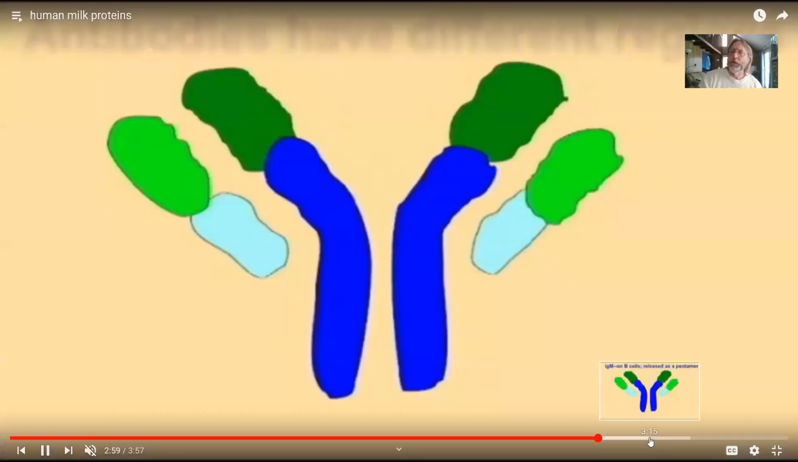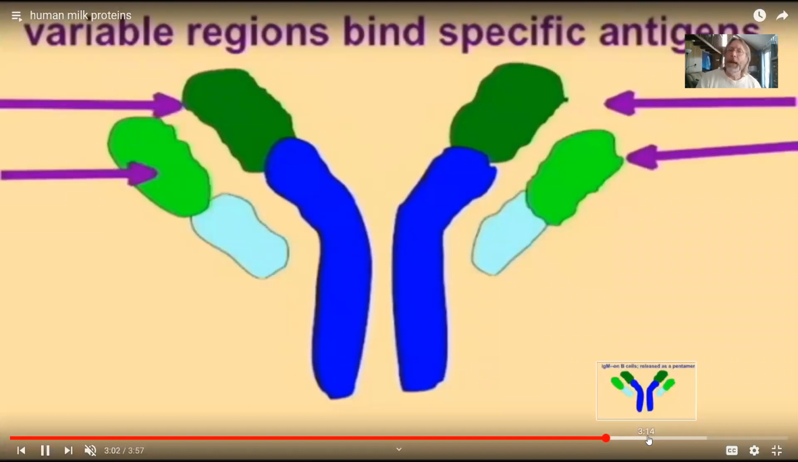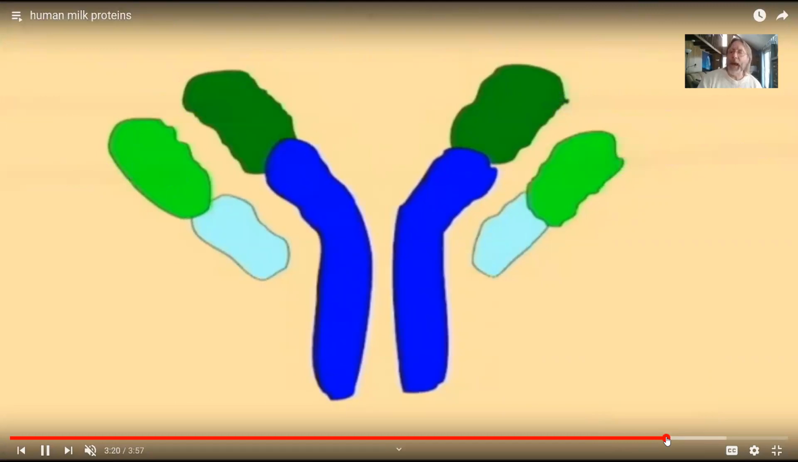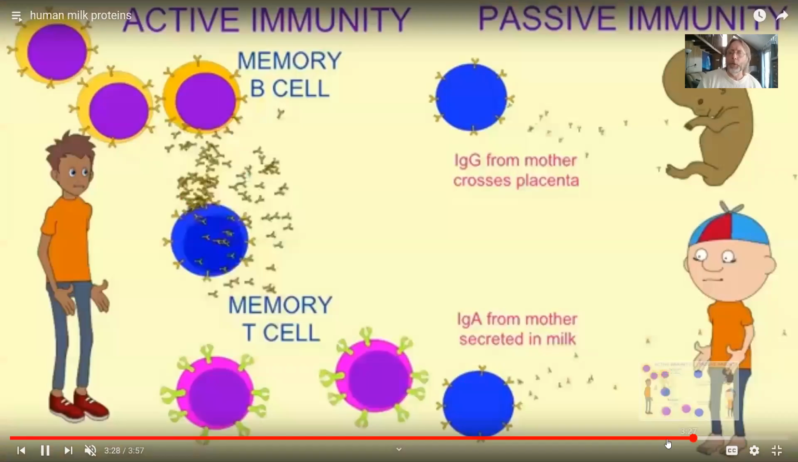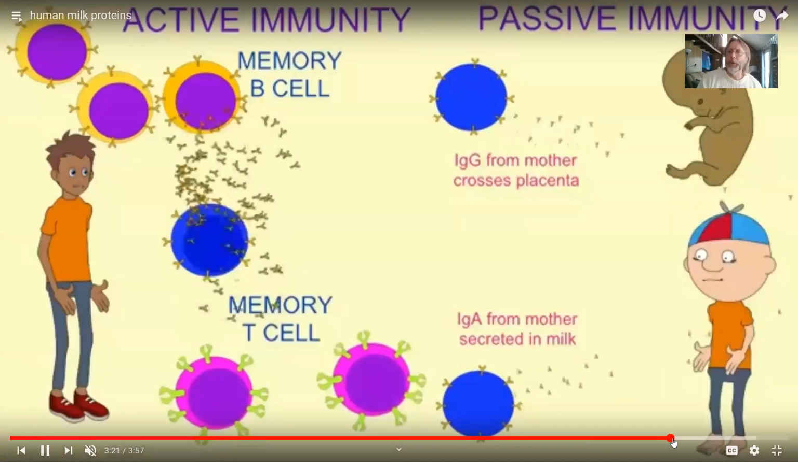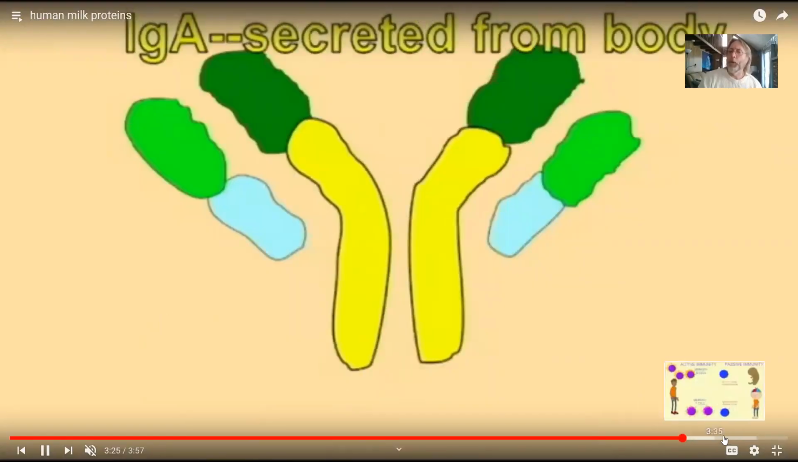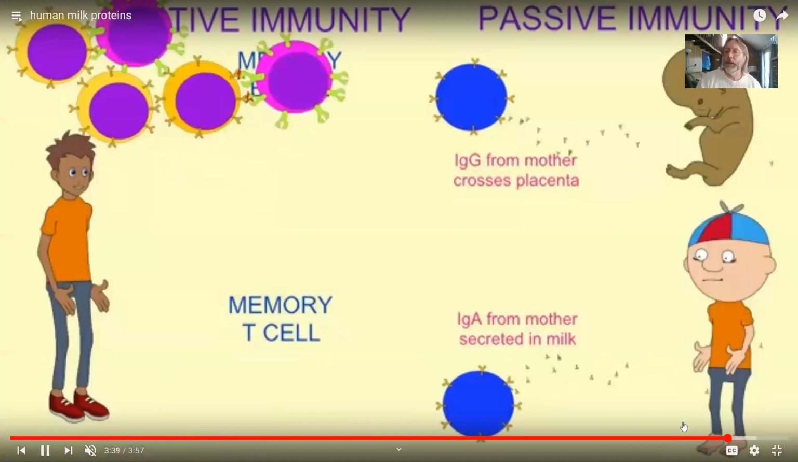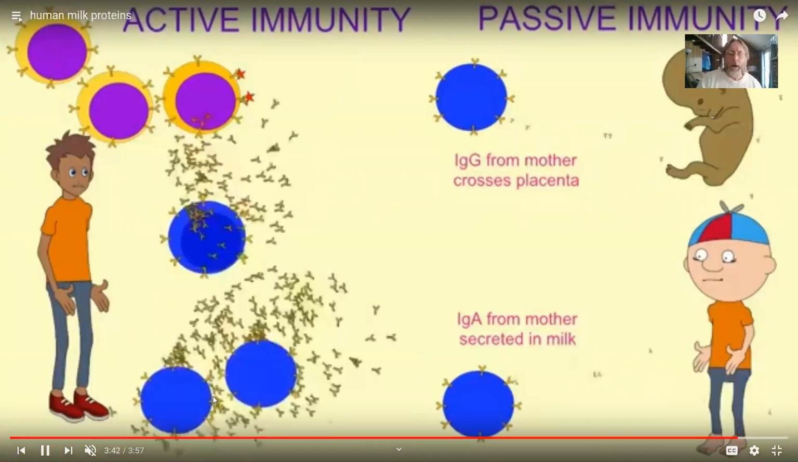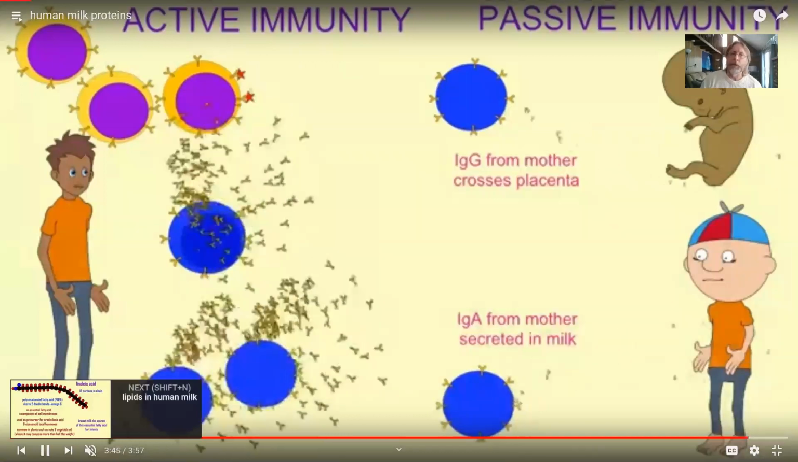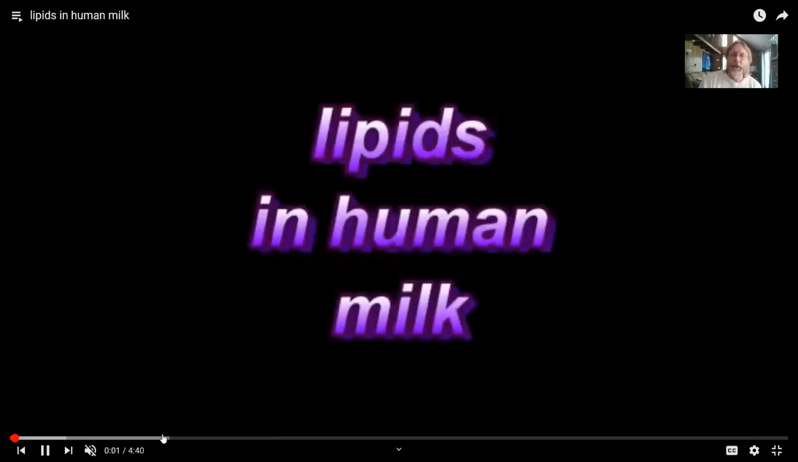So that's a little different from nutrition. There can also be antibodies in milk, specifically one called IgA. IgA is put into the secretions of the body. And so thus a mother can pass on immunity to her breastfeeding infant. So there are proteins in milk. There are also lipids in milk. Lipids are a very important energy source.